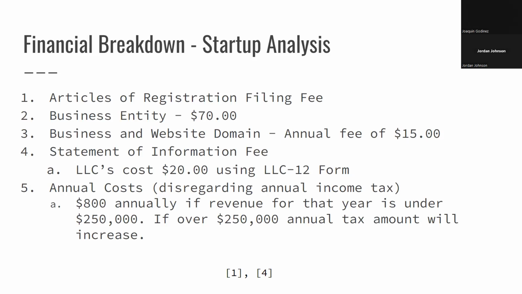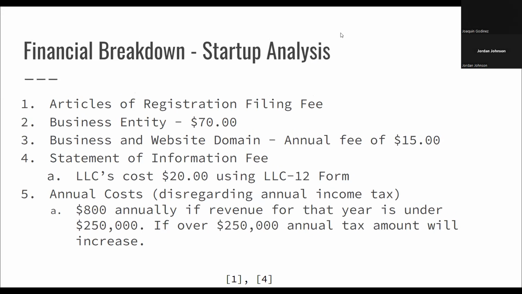Moving forward, we have the financial breakdown. The first thing I worked on was the startup analysis. I looked at 5 key objectives, the first being the articles of registration filing fee. In California for 2023, this fee is actually waived for all businesses. Second is the business entity fee, which comes out to around $70. Third is the business and website domain, which is an annual fee of $15.